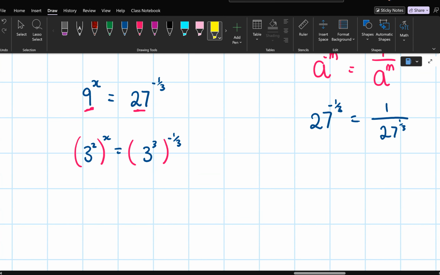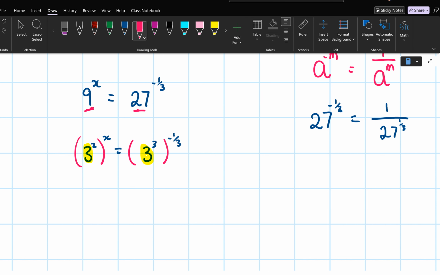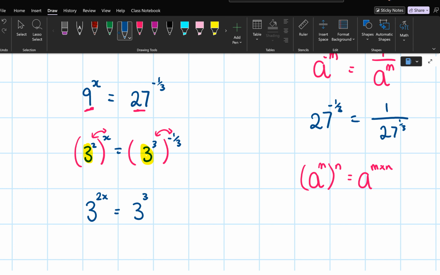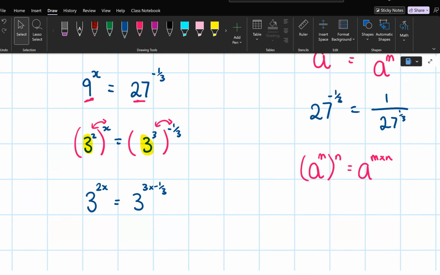Now we've got the same bases, but the powers aren't matching right now so that we can evaluate it. So we're going to use rule number 3. Rule number 3 says a to the power of m, all to the power of n, is the same thing as a to the power of m times n. So I can multiply these two, and multiply these two, and that gives me 3 to the power of 2x is equivalent to 3 to the power of 3 times negative 1/3.